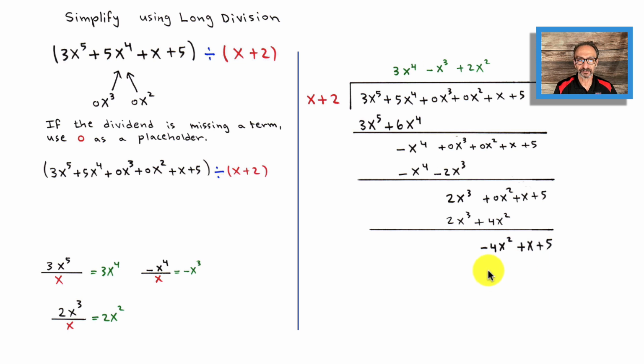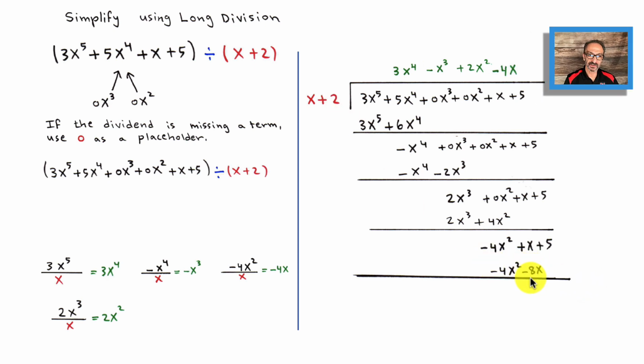Now, we take the leading term again into the leading term. We get minus 4x, goes on top right here. Minus 4x times x, minus 4x to the second. And minus 4x times 2 is minus 8x. When we subtract, this changes to plus, so we end up with 9x, and this cancels. Bring the 5 down, and let's do it again.